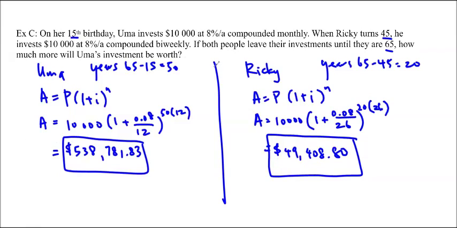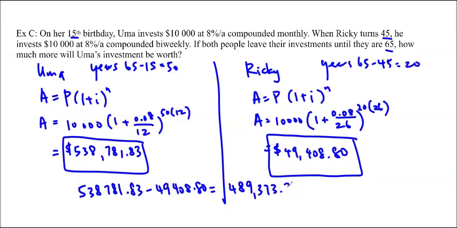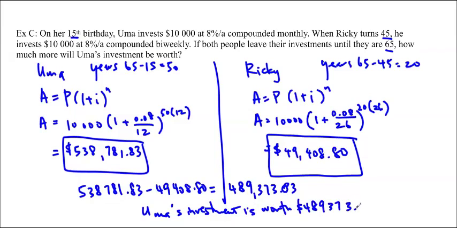How much more will Uma's investment be worth? Just go back and read your question. Actually, I should have written it out. Shouldn't I have? Minus 49,408.8 is equal to 489,373.03. So Uma's investment is worth $489,373.03 more. Period.